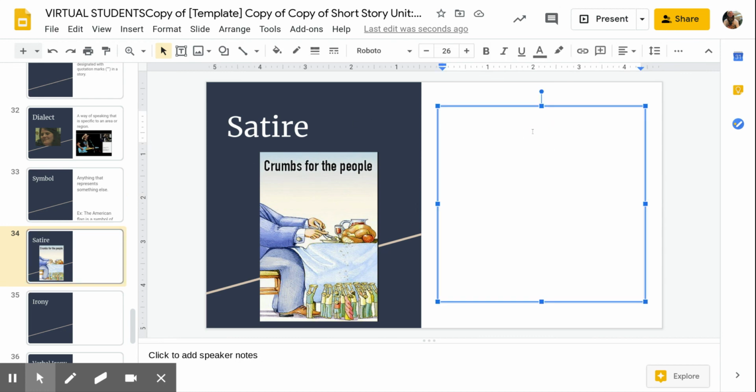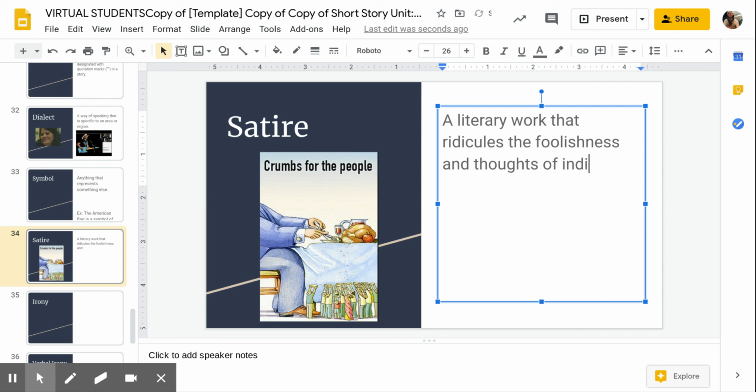So next is satire. Satire is a literary work that ridicules the foolishness and thoughts of individuals, institutions, society, and even humanity in general. I'm just going to type it out.